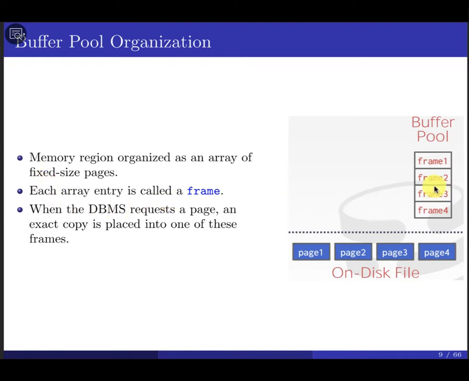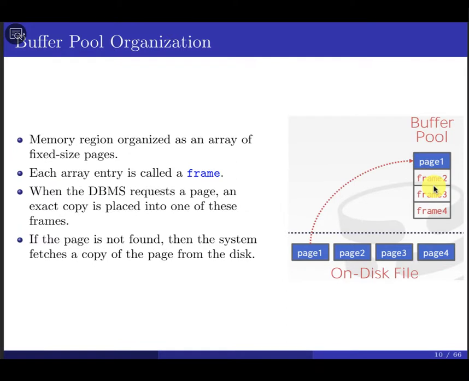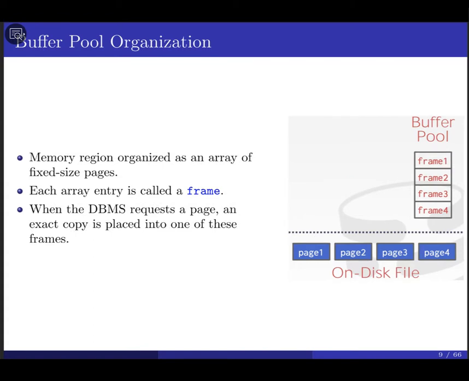Okay, take a look here. When the database management system tries to fetch a page, let's assume at a high level that at the beginning the buffer pool is empty. For example, the query engine says, I want to access page 1. So your system is going to check the buffer pool: do you have page 1? No? So what you need to do now is fetch, or copy, the page from disk into main memory.